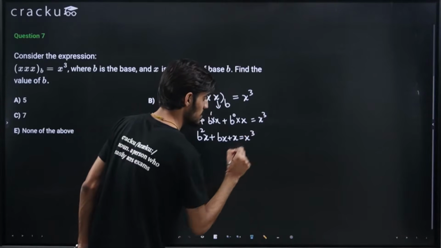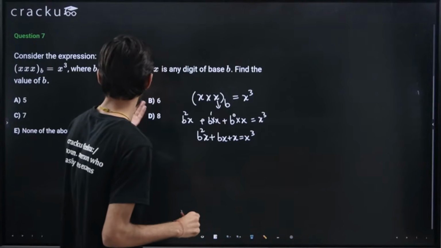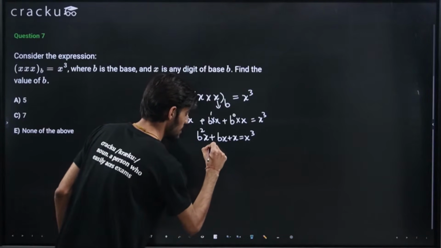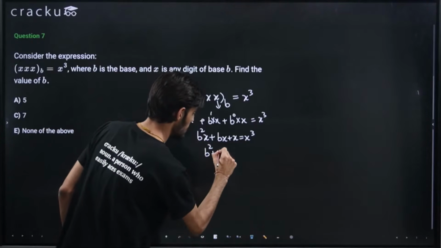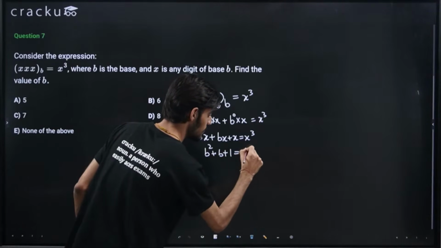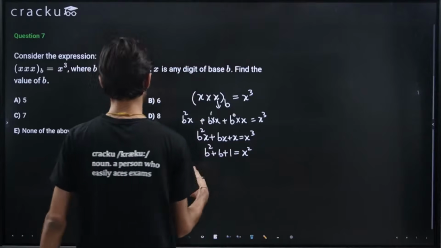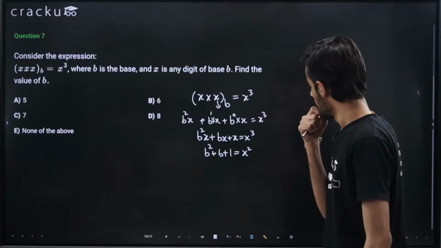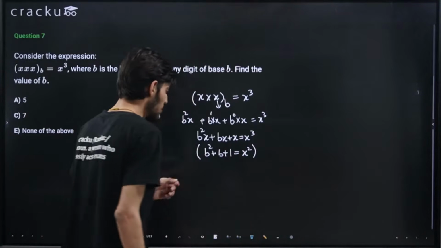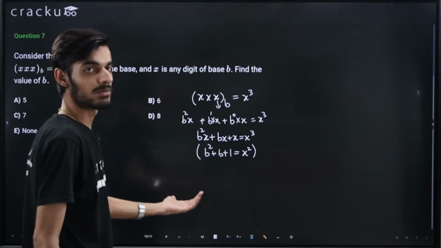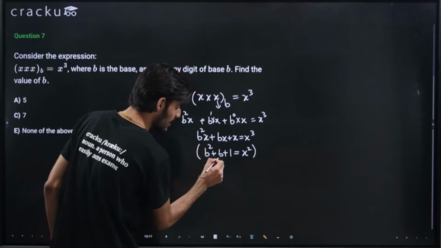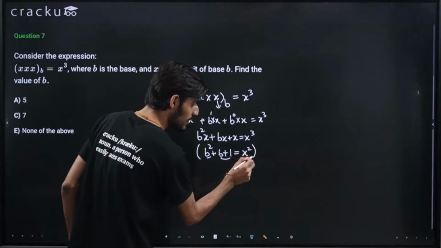Again, we can just cancel out x because it is not 0. So this is b square plus b plus 1, that is equal to x square. Okay, even though we cannot solve it further, from this equation you can note that both x and b are not 0, so they are natural numbers, and we are adding some value to b square, then it is getting equal to x square.